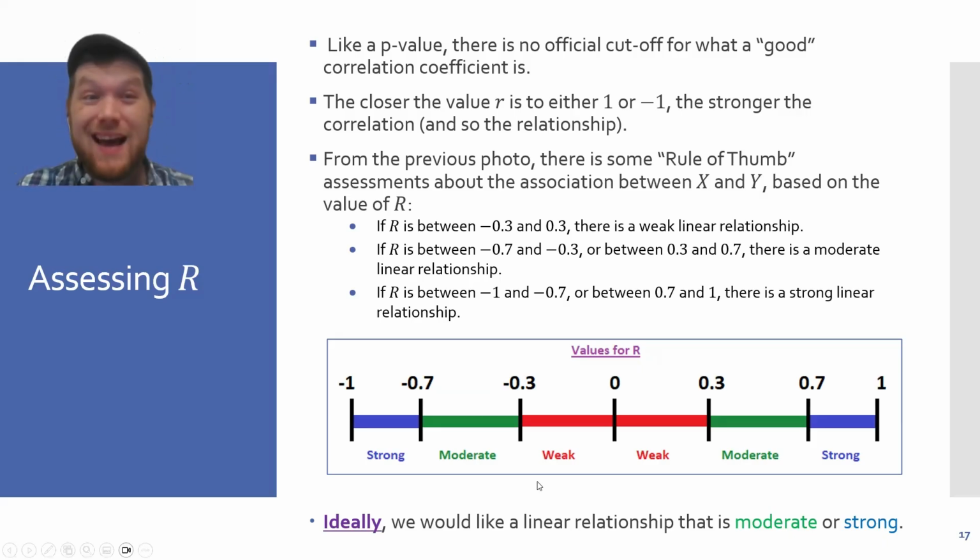And in social sciences, that might actually be amazing because people are varied. But if we can get something that's between 0.7 and 1, oh, that's amazing. That's really showing that there's a major relationship happening there. Not everything's perfect, but it's pretty darn good considering all the different mechanics of the universe that could be applying to these things. Ideally, we want a linear relationship that's moderate or strong. That's our goal.